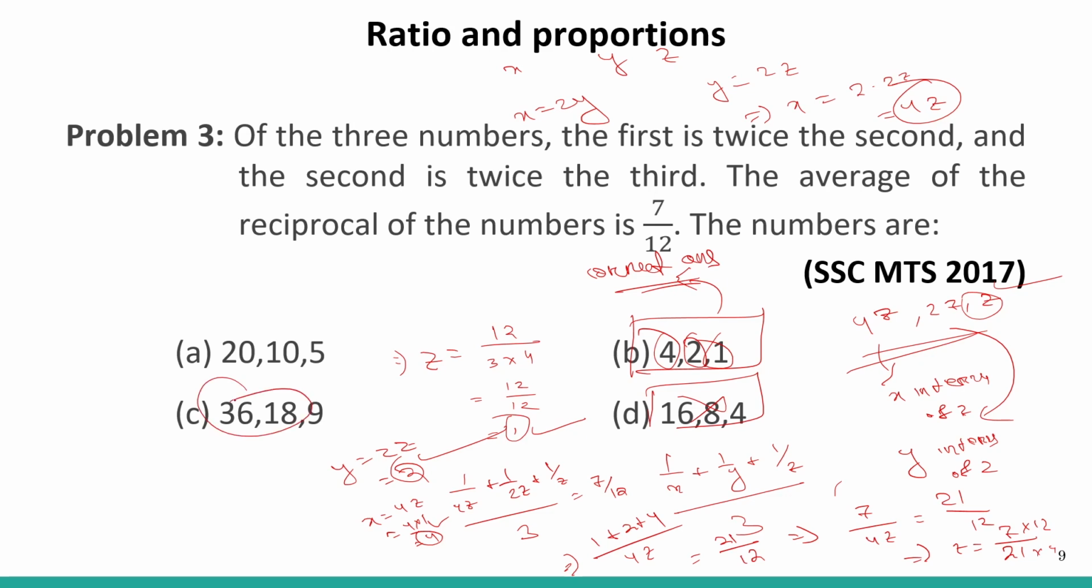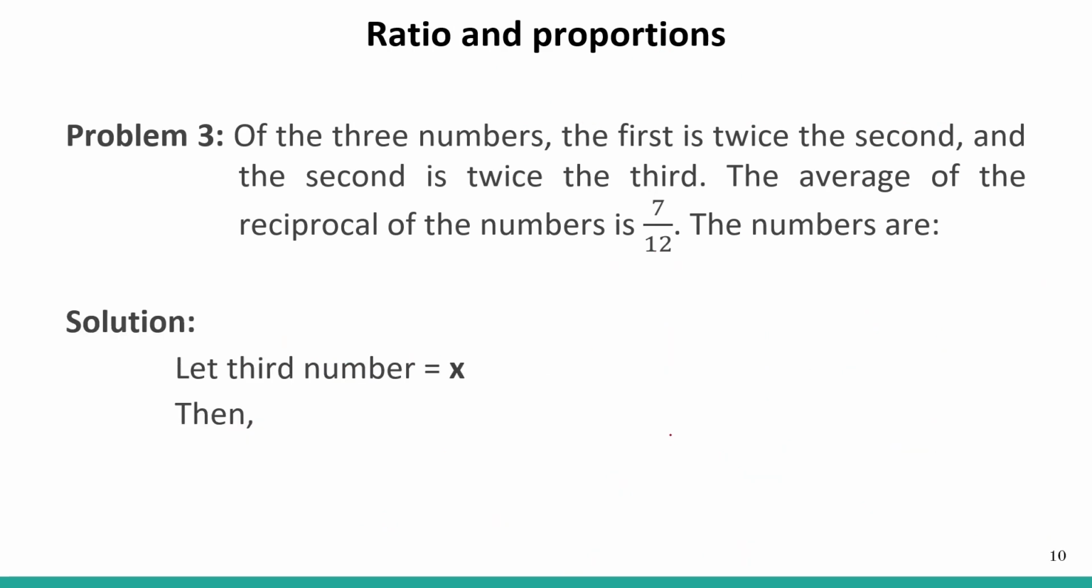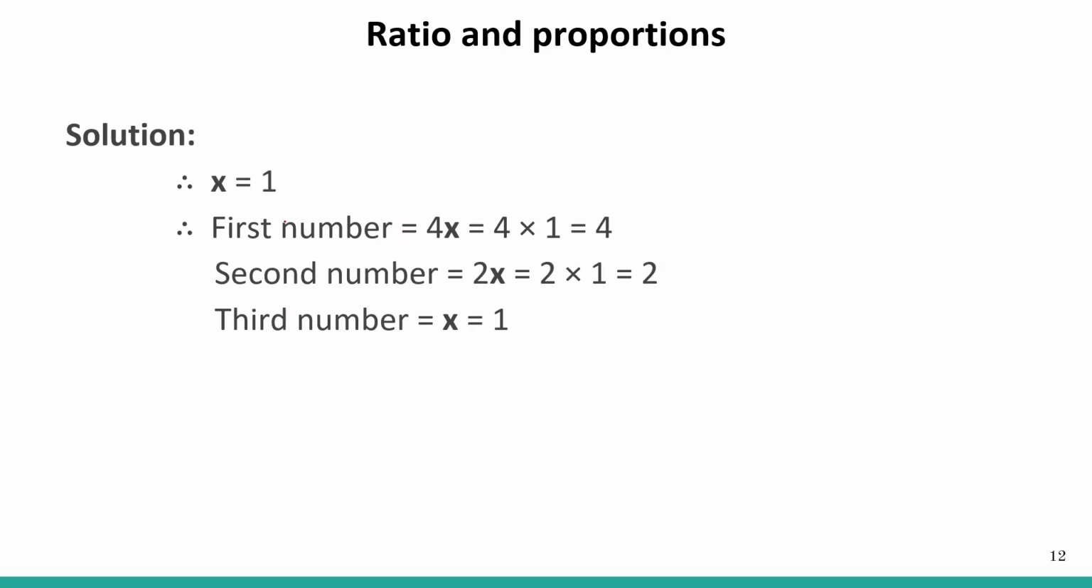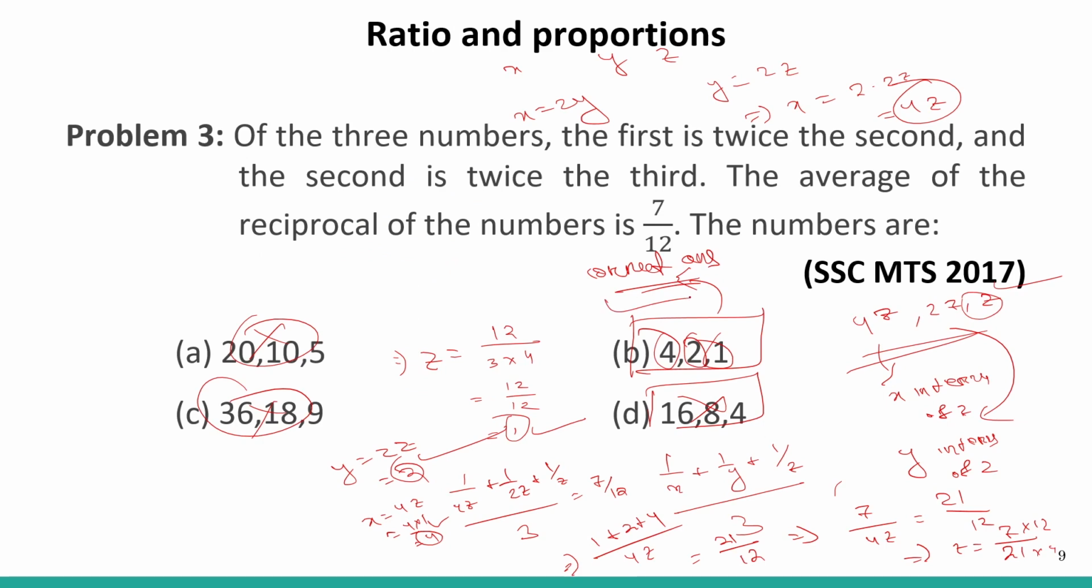This is wrong. We have evaluated all the steps here, so go through them carefully. Let the third number be x. Then the second number will be 2x and the first number will be 4x. According to the question, 1 by x plus 1 by 2x plus 1 by 4x, by 3 is equal to 7 by 12. So x is equal to 1. So the first number is 4x is equal to 4, the second number is 2x is equal to 2, the third number is 1. So the numbers will be 4, 2, 1. So option B is correct here. Only option B is correct here.